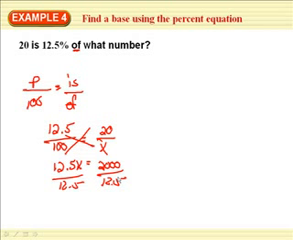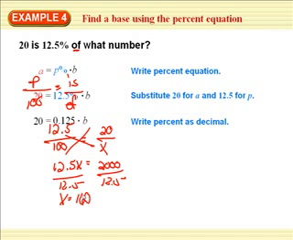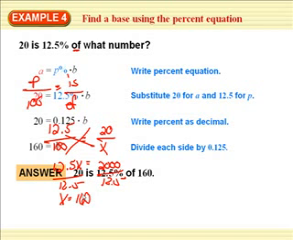X equals 160. So if you got a 20 out of 160 on like an assignment, you'd get a 12.5%, and that makes sense to me. Okay, and they're using the percent equation, but we're using the percent proportion. And I'm just seeing if we came up with the same answer. Yes, 160. Okay.